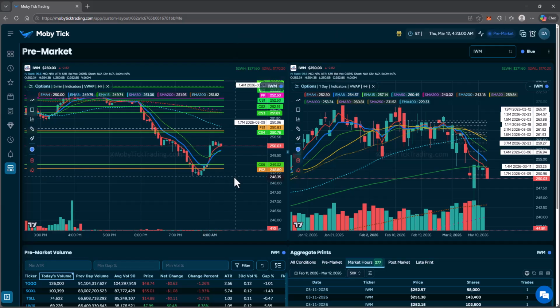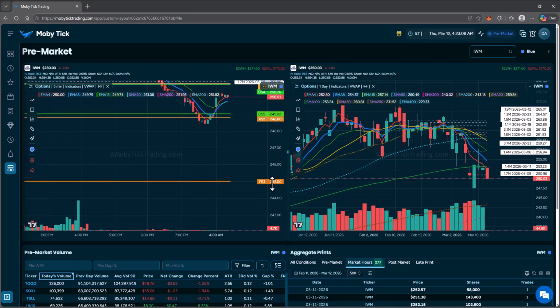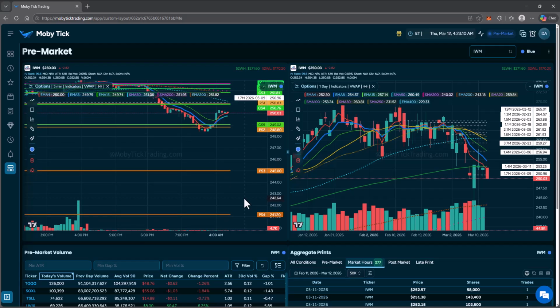We've got this S2 at 248.50. Target 248, 247.50, 245 is S3. Then we've got 242.50 and 241.20 is S4. So the ATR is about $6. You can see that here.